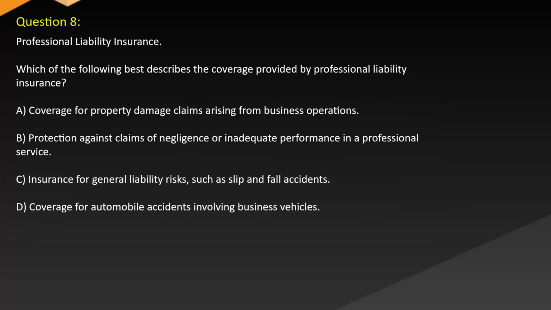Question 8. Professional liability insurance. Which of the following best describes the coverage provided by professional liability insurance? A. Coverage for property damage claims arising from business operations. B. Protection against claims of negligence or inadequate performance in a professional service. C. Insurance for general liability risks, such as slip and fall accidents. D. Coverage for automobile accidents involving business vehicles.